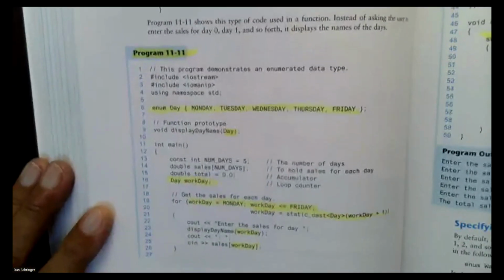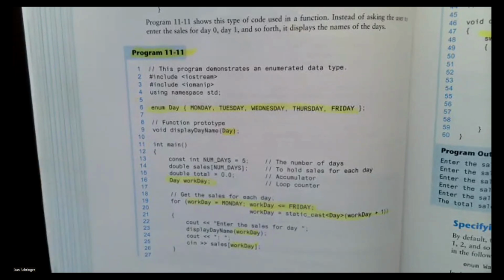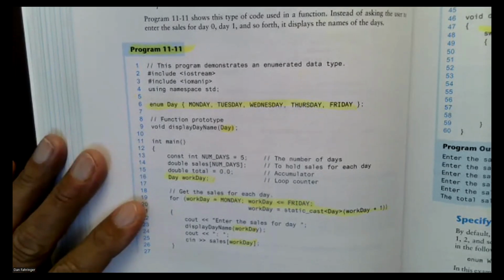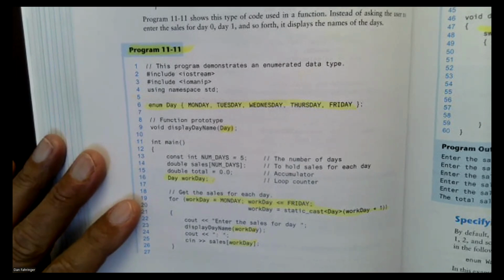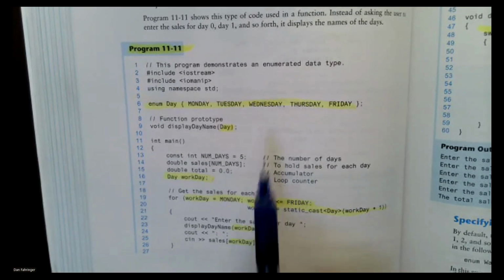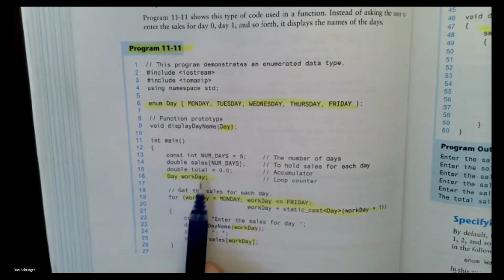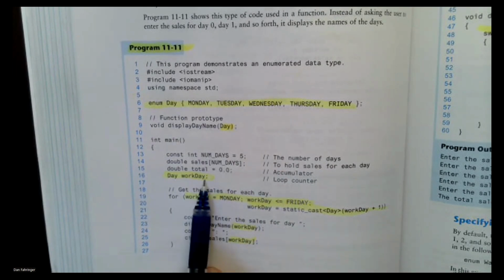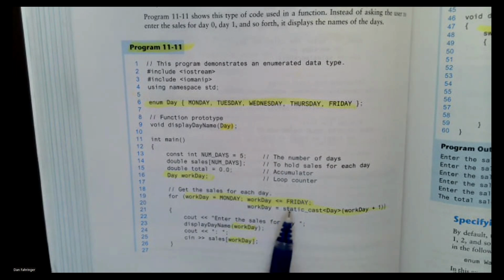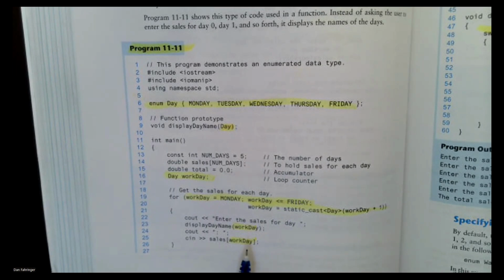Last one's code listing 11.11. Is this one you all had to type in? No? Nobody knows? I believe the highest we went was 11.9. Okay. Yeah, I didn't think I made you type these in. It's not anything. Got my enumerated data type day. I declare a variable workday of the data type day. Workday goes through there using workday as subscripts.